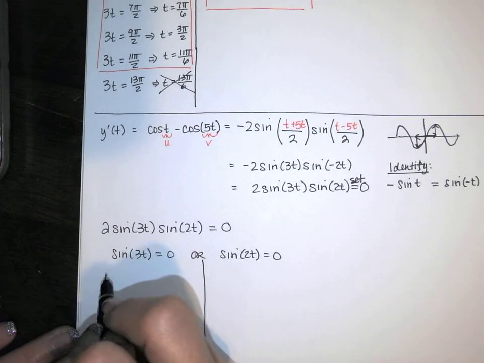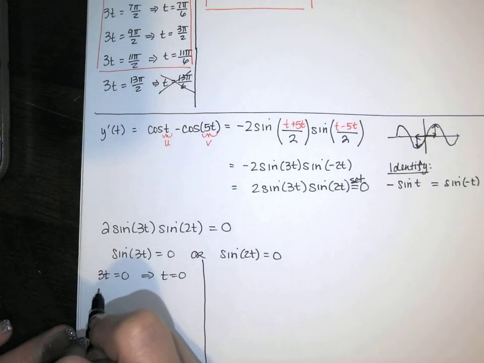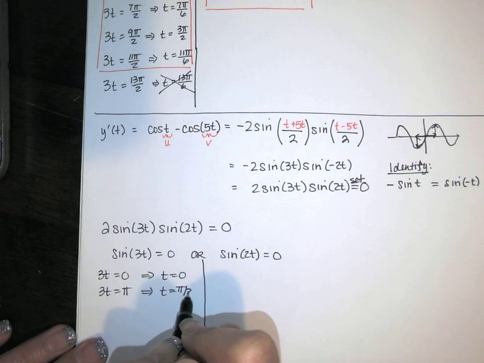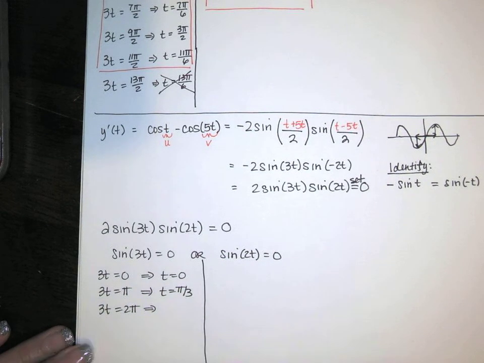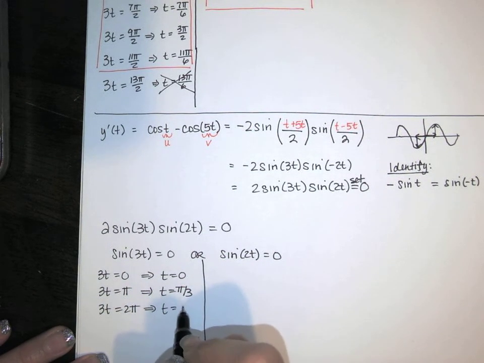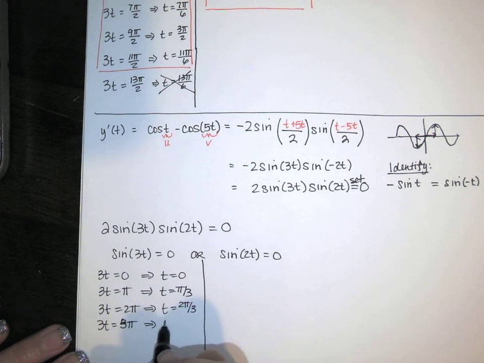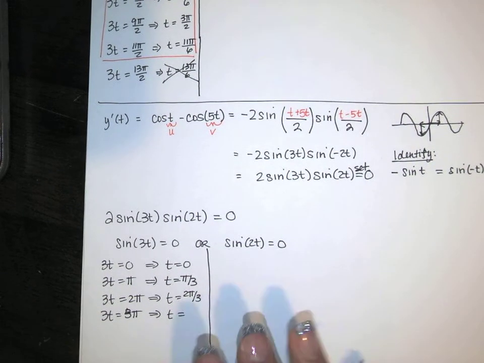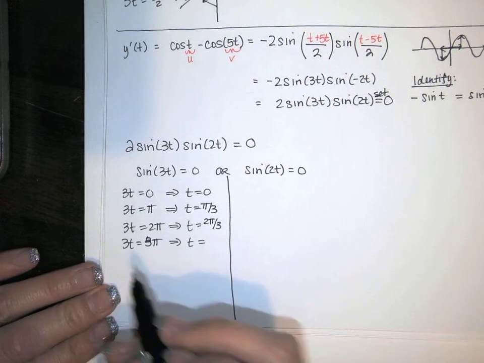So we're going to get 0 when 3t equals 0, so that means t equals 0. When 3t equals pi, that means t equals pi over 3. 3t equals 2 pi. I'm just setting 3t equal to all the multiples of pi. So we get 2 pi over 3. And you want to keep doing this until you get to a t value that's beyond 2 pi. Because remember, we were restricted. We were told that t lies between 0 and 2 pi.